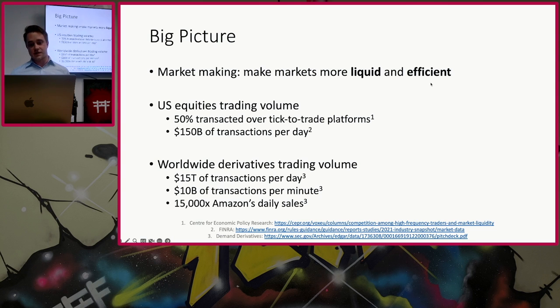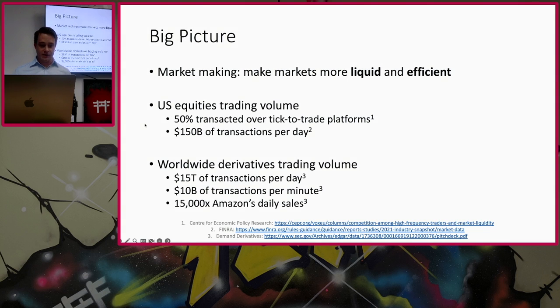And then efficiency. This is the idea that you've priced in all the information about a security so that the intrinsic value of that security is accurate. If Apple trades at $10 on one exchange and $20 on another exchange, that's inefficient because one of those is not correct. So these systems provide liquidity and they make the markets more efficient.